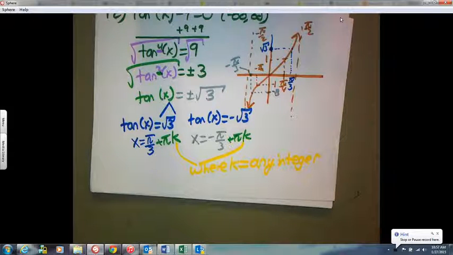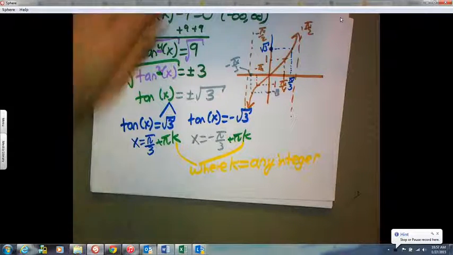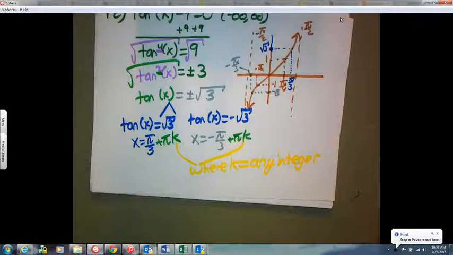Okay, let's go to number 14. So, 14, oh, sorry, 13, that's more vexing. 13 is a long problem, but it's doable. So, let's do it together.